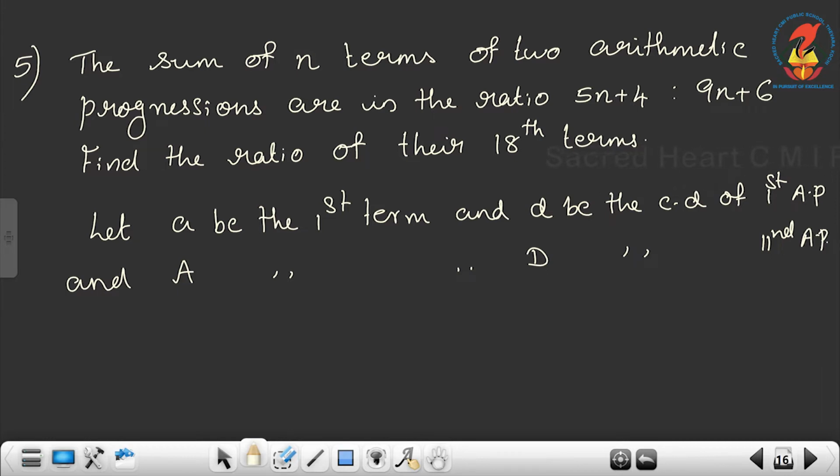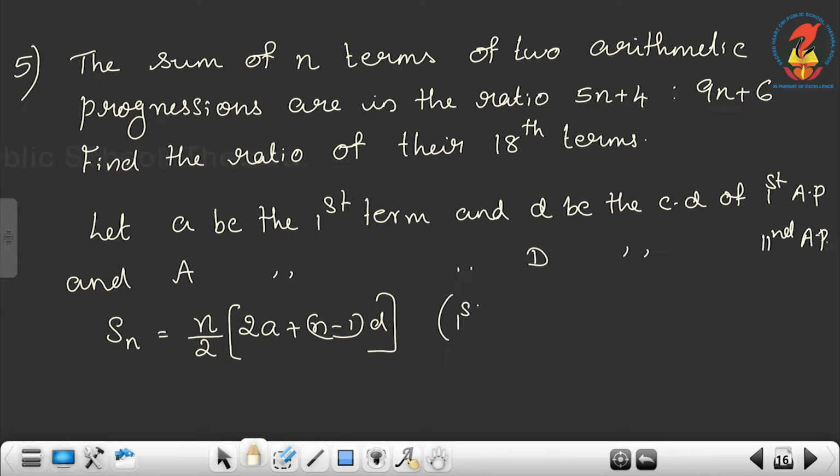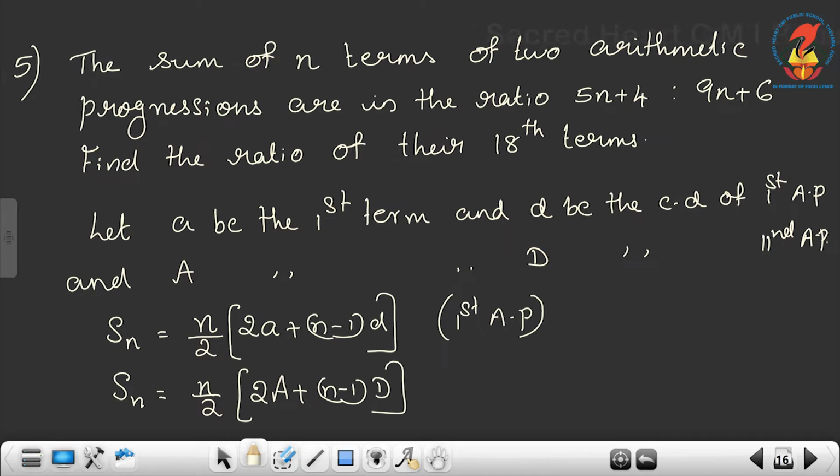Okay. Now, how to write Sn? Sn of the first AP we can write as n by 2, where n is the number of terms, into 2a, a is the first term, plus n minus 1 into d. Okay, this is for the first AP. Now for the second AP, again the number of terms is the same, small letter n. So n by 2 into 2A, here A is capital A, plus n minus 1 into capital D. Okay, so this is for the second AP.